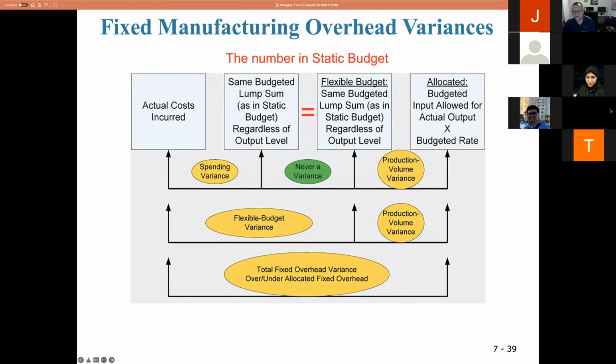So does that mean the spending variance is always equal to the flexible budget variance in this case? Yes, good job.